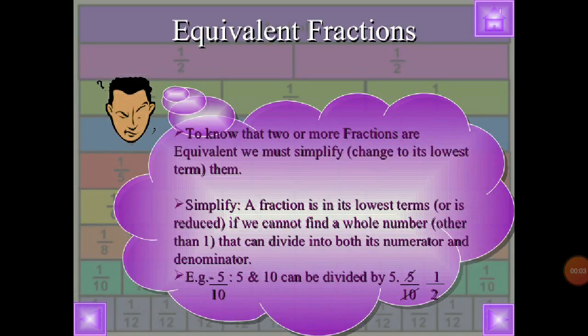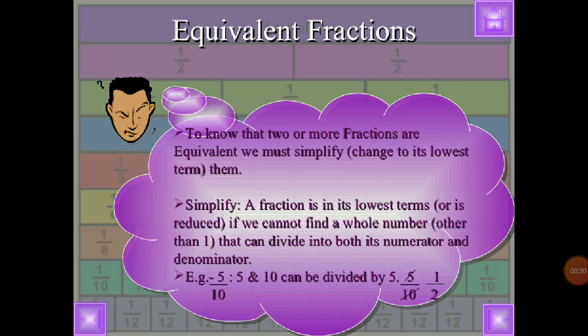Next is equivalent fraction. To know that 2 or more fractions are equivalent, we must simplify, that is, change into the lowest term. Now, simplify. A fraction is in its lowest term, or is reduced, if we cannot find a whole number that can divide into both its numerator and denominator.